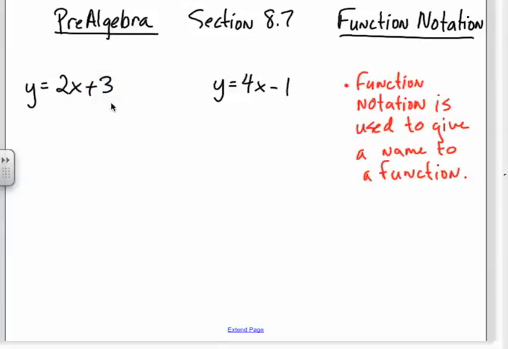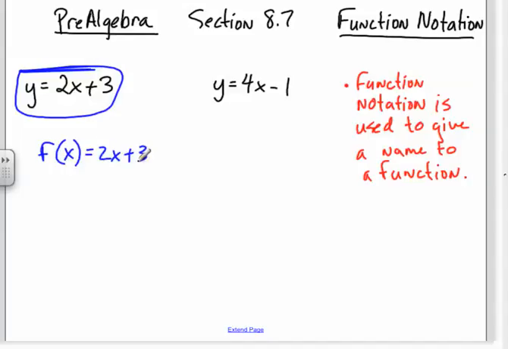But sometimes we have more than one equation at a time that we're working with. So what we do is we actually give them a name. We change the way that we write it so that we can give them a name. So for instance, this first one, and I'll circle it with blue, I'm going to change it from y equals 2x plus 3. I'm going to call it f of x equals 2x plus 3.